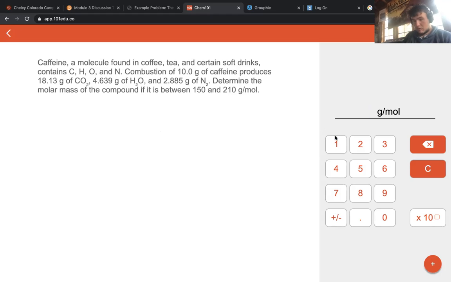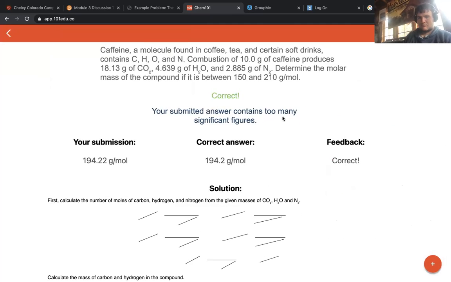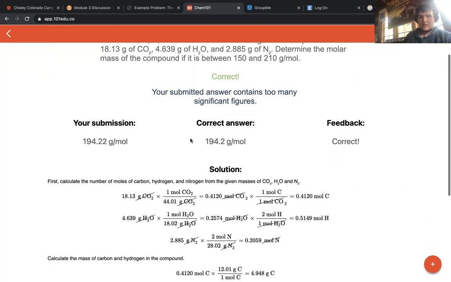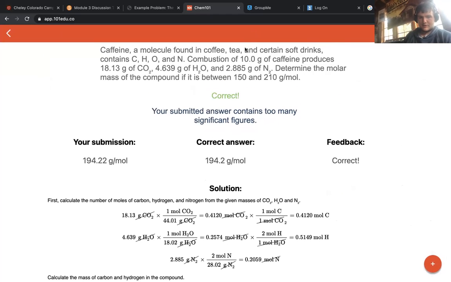Let's plug it in to check. 194.22. Actually, yeah. It won't let me input it. Never mind. Ta-da. I did get it correct. I put an extra significant figure.